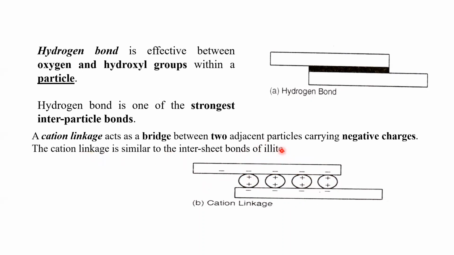And we shall also study at the time of clay minerals how the clay minerals are going to form. For example, kaolinite, illite, and montmorillonite. You can see the cation linkage is similar to the intersheet bonds of the illite. So about this we shall discuss in detail at the time of the clay particles lecture.